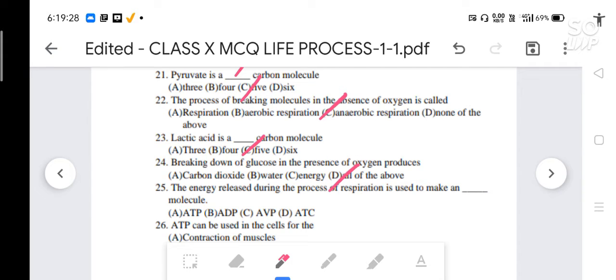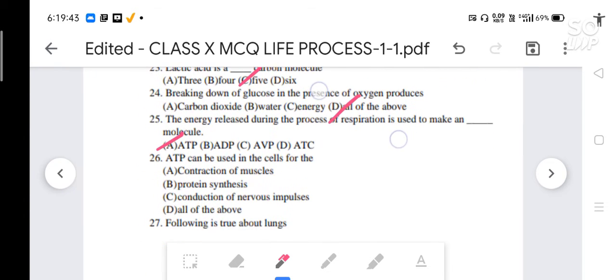The energy released during the process of respiration is used to, means the energy which is released during respiration, when the breaking down of simple substances takes place. That energy is known as ATP. Another thing was that mitochondria also store food in the form of ATP.